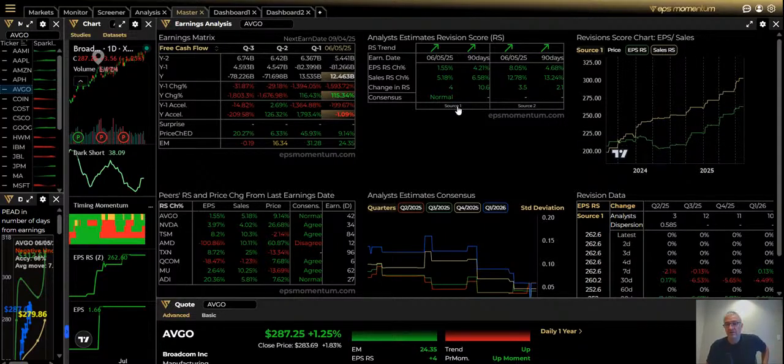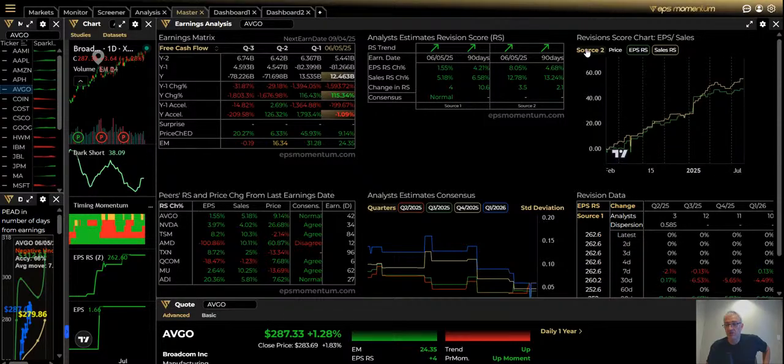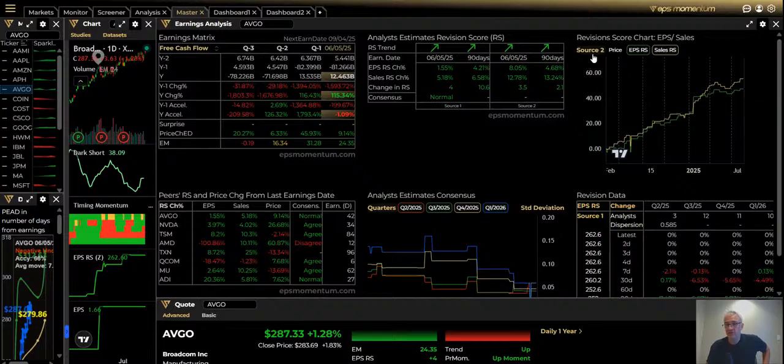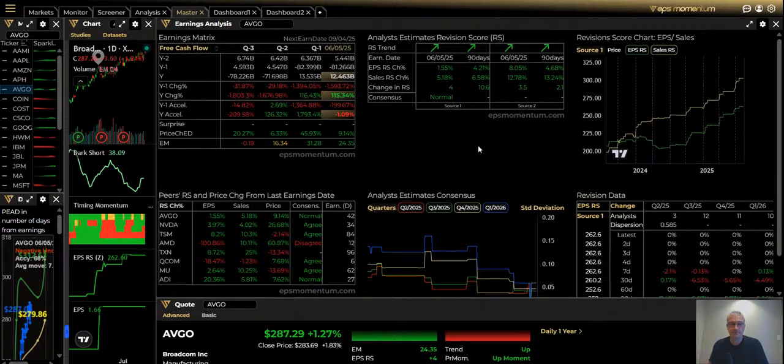The good thing here is we have two different sources, one from Zacks and one from FinHub, so it gives you the ability to have two different opinions and switch between one another, so source 1 and source 2. They're all pointing upward in a nice fashion, but should you sometimes have divergence between the two, you would see it by flicking that switch here.